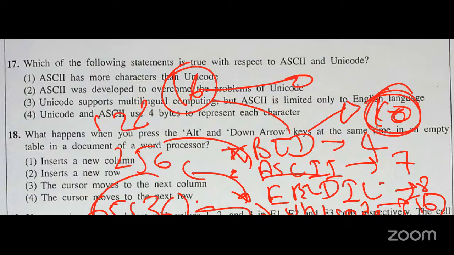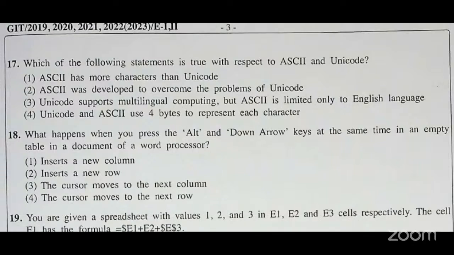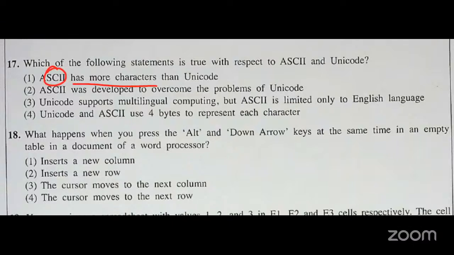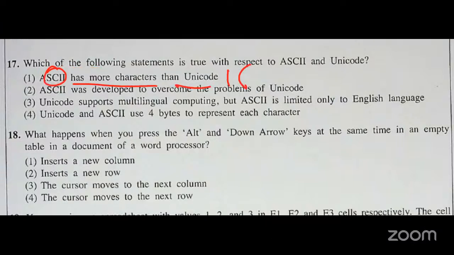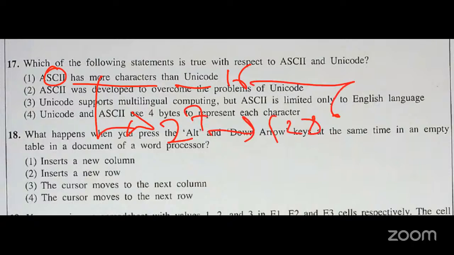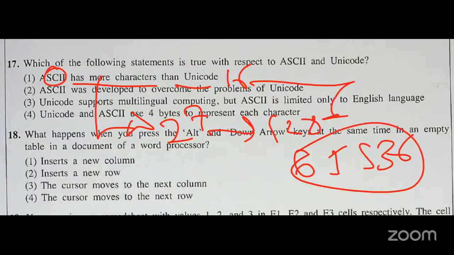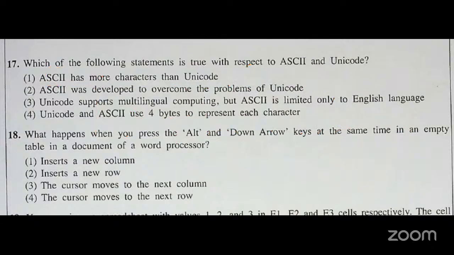So shall we go here, kids? ASCII has more characters than Unicode. No, no, kids. ASCII has how many bits? 7 bits, whereas Unicode has 16 bits. And 7 bits means 2 to the power 7, so ASCII can only represent 128, whereas Unicode can represent 65,536 characters. So it's obviously false. ASCII was developed to overcome problems. It's the other way around.